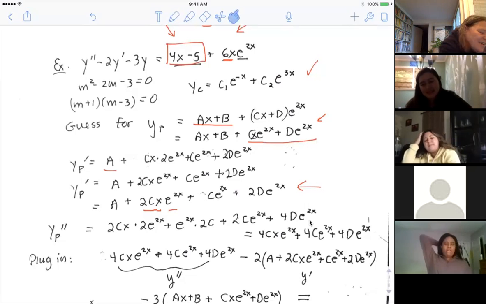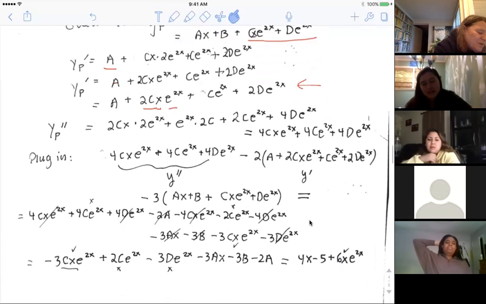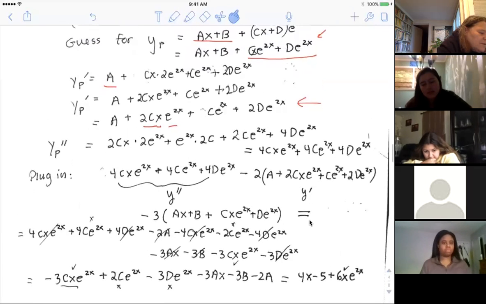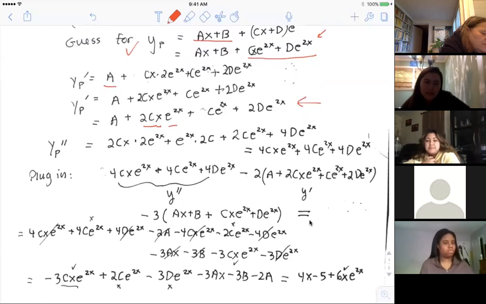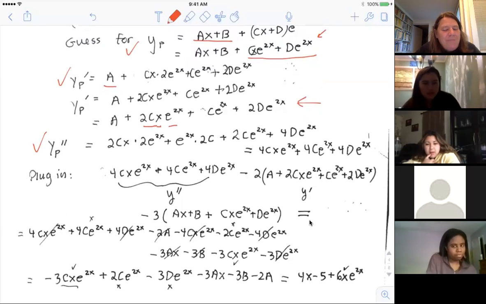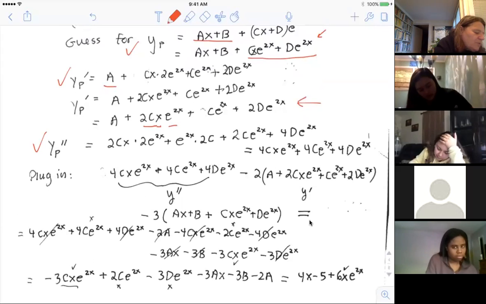All right, so what I've been doing is taking those things that I just found: the y up here, the yp prime, and the yp double prime. Simplify as you go, and maybe you won't have as much stuff to plug in to your DE. But at this point, I've got to plug into my DE, which was this part right here: y double prime minus 2y prime minus 3 times y.